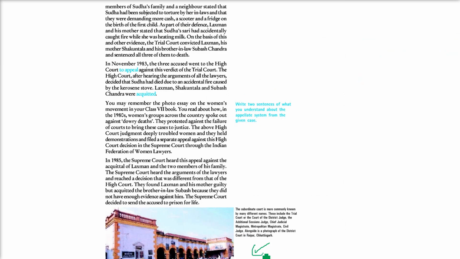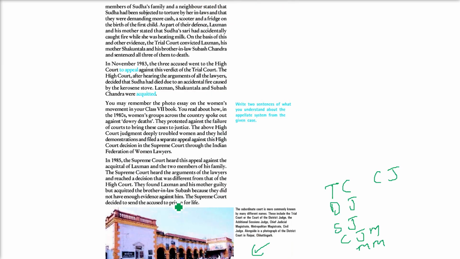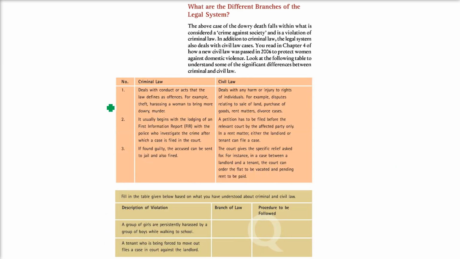The subordinate court is more commonly known by many different names. This includes the trial court, the court of the district judge, the additional session judge, then chief judicial magistrate, metropolitan magistrate, civil judge. See, this is the picture of the Raipur district court of Chhattisgarh.